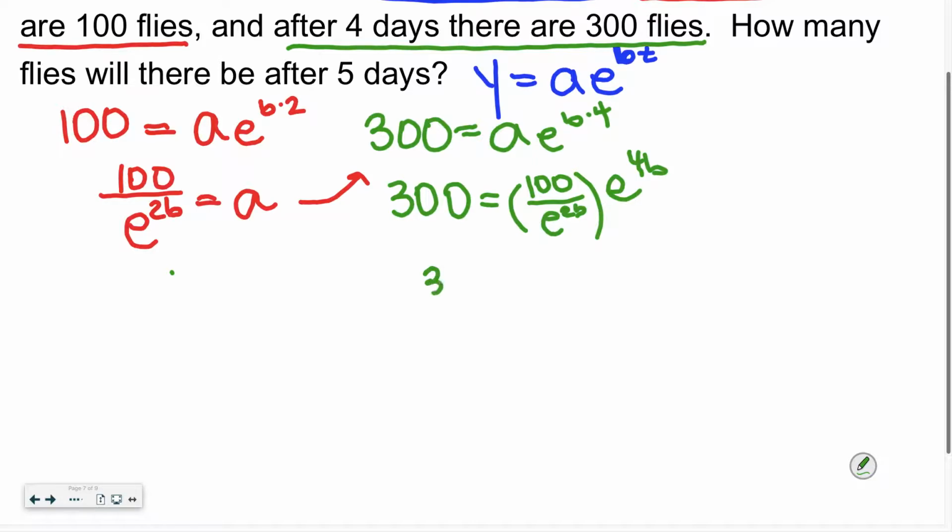So over here on the right side of our equation, we have 100 e to the 4b divided by e to the 2b. When we have exponents and we're dividing, we can subtract our exponents. So e to the 4b divided by e to the 2b, we can subtract that to be 4b minus 2b is 2b. Do I need to go through why that is again?